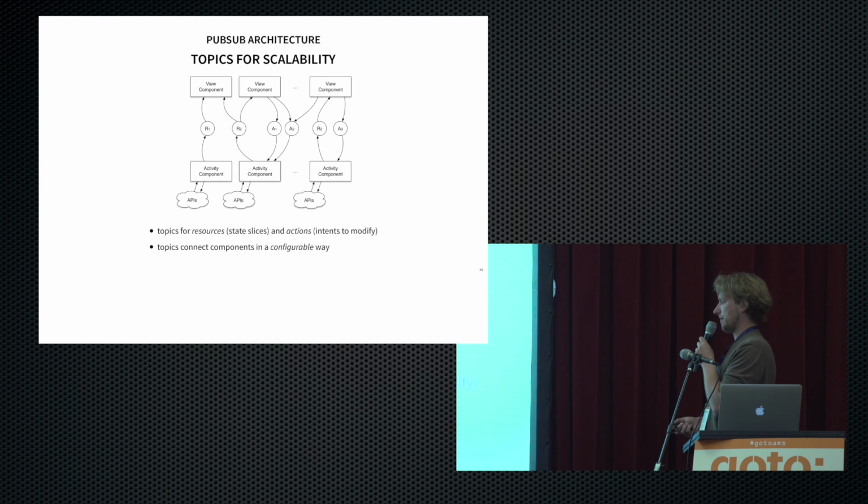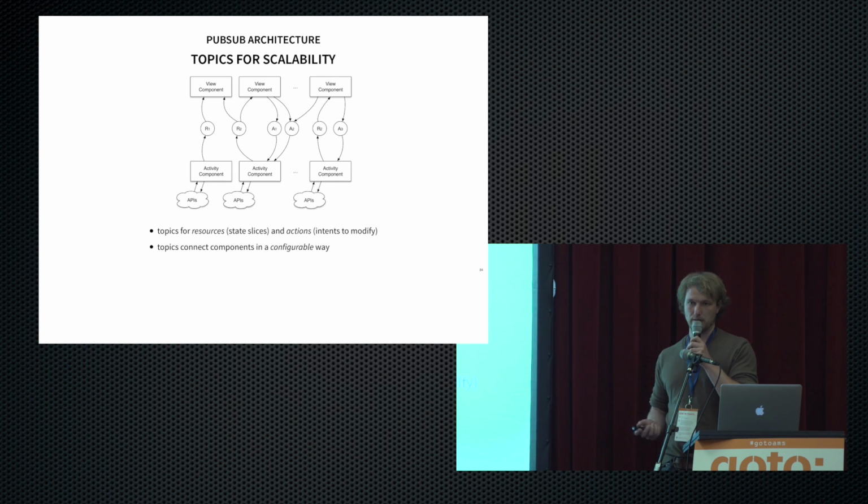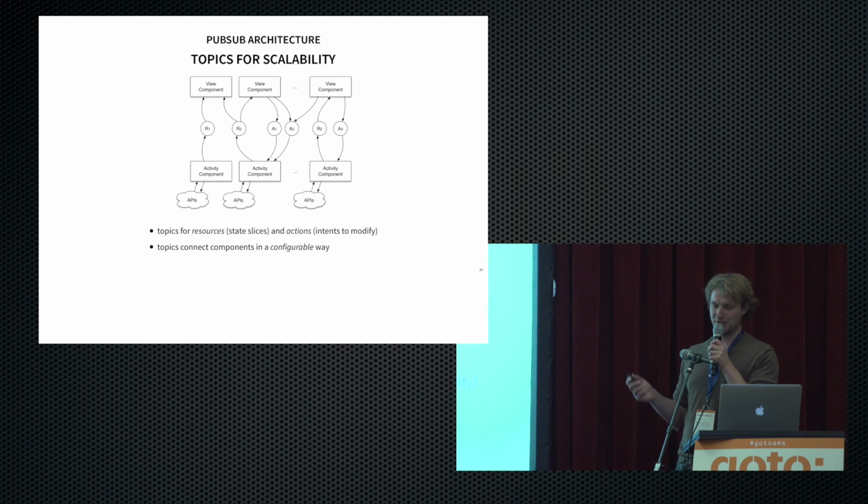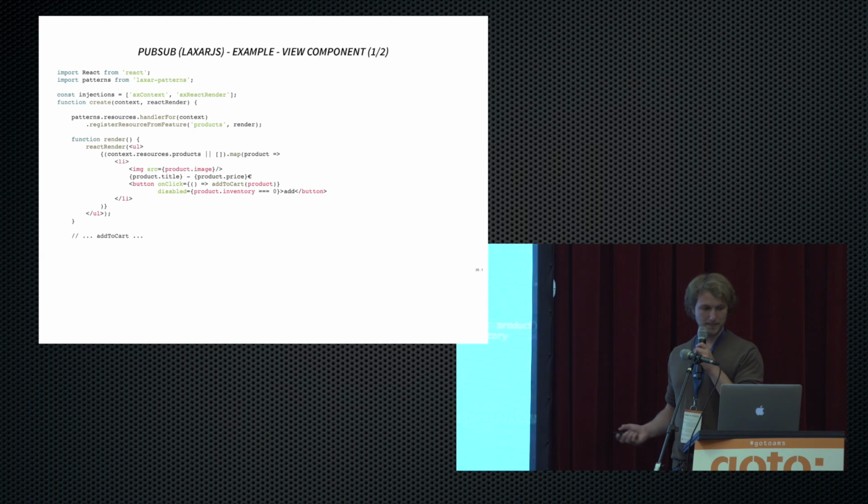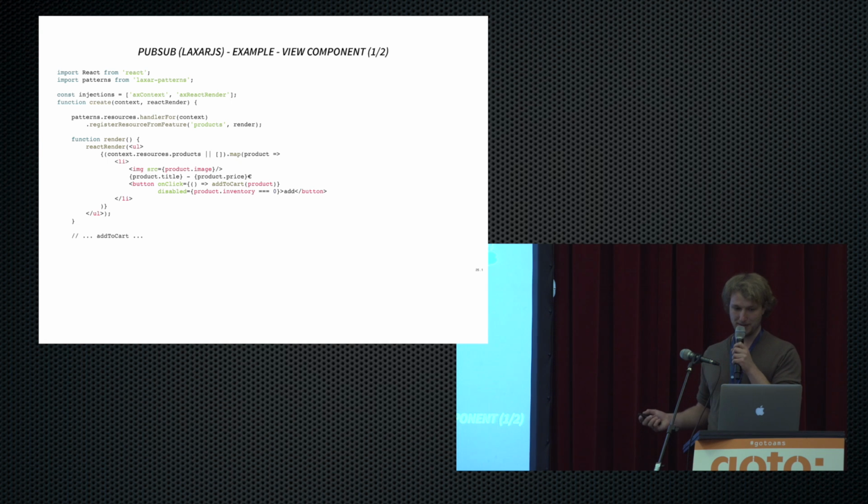So we have topics for both resources and actions, and those topics allow you to configure at configuration time, after programming, what components should be able to talk to each other. And now we have a code example that's really similar to what we've seen before. We have a view component, which in this context gets its resource, not its state from a store, but in the context of this PubSub application, from the event bus.